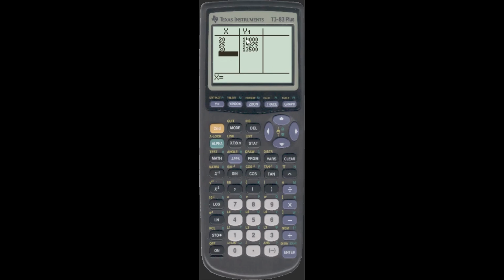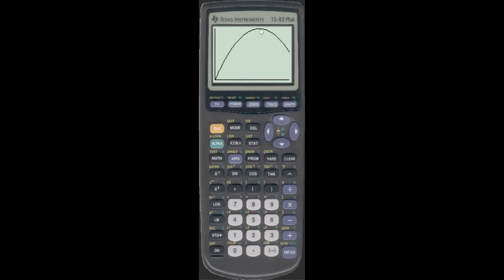Okay, so that's part A. Let's see what part B is. Find the unit price that will yield a maximum revenue. All right, so we need to graph this thing. So let's do a zoom. Okay, let's do a zoom fit. Always try that one. Sometimes it gives you the window you want. Sometimes it doesn't. So that did pretty good.